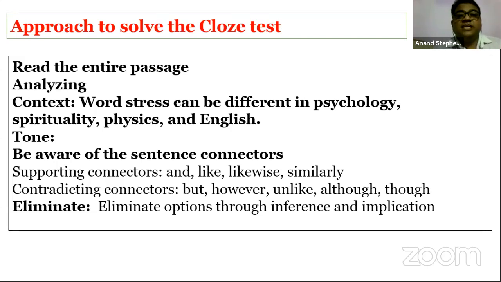Similarly, be aware of the sentence connectors. If we find supporting connectors like and, likewise, similarly, or contradicting connectors, they contradict, they go against. One sentence is spoken, one sentence is said. If but follows, it means the next sentence would be contradictory to the previous one. So, however, unlike, although, though are examples of contradicting connectors.